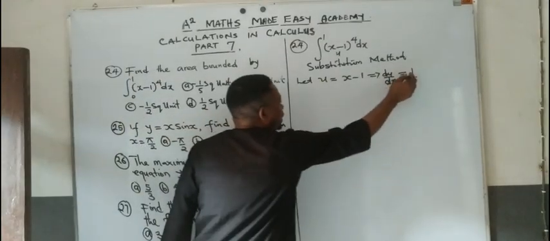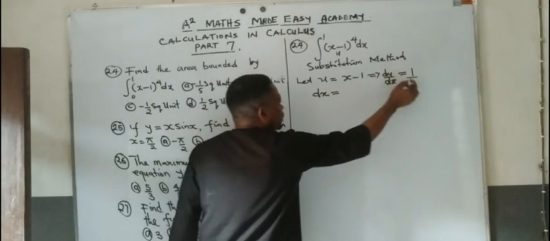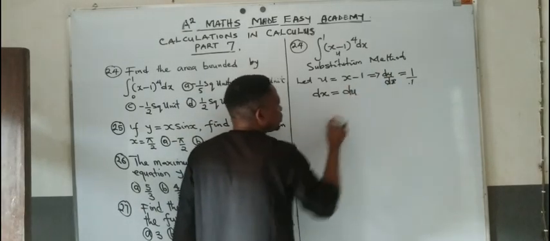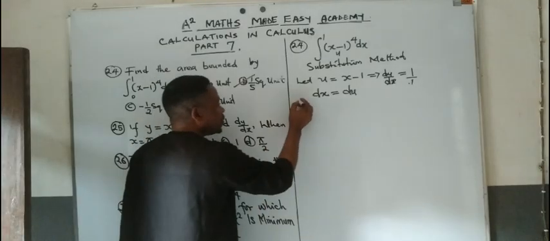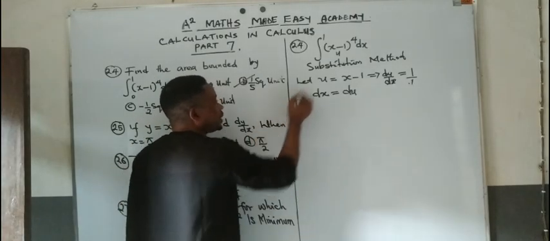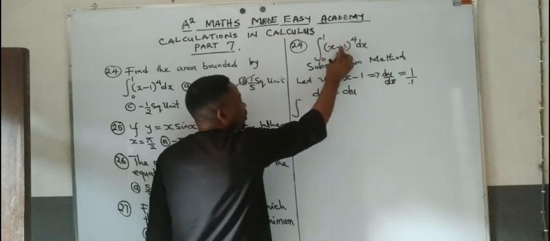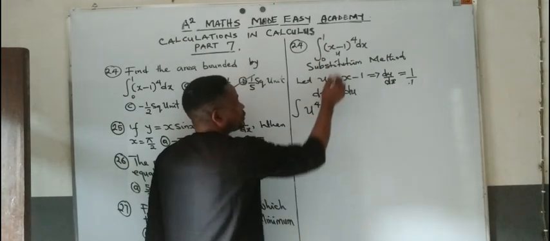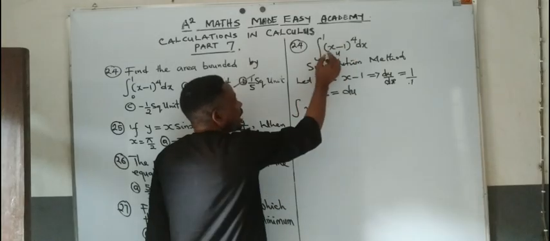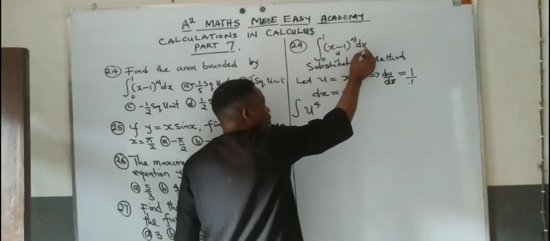I will now say the x times 1 will give me x, then equal to u times 1 will give me u. After you may have made x the subject of the formula, you now go back to the question. Now this is the integral, remember that this is 0, right? This is the integral of x minus 1, what is it? u, then raised to the power of 4. Are you with me? I take it again: x minus 1, what is it? u, raised to the power of 4.